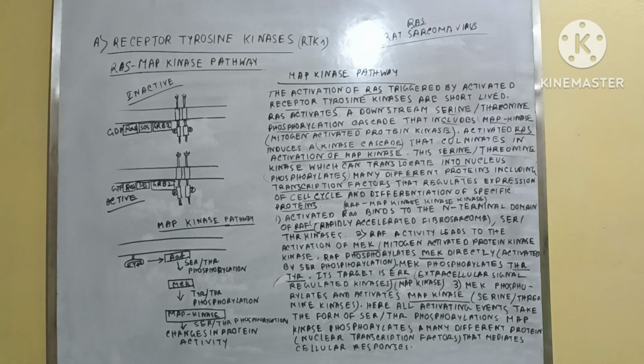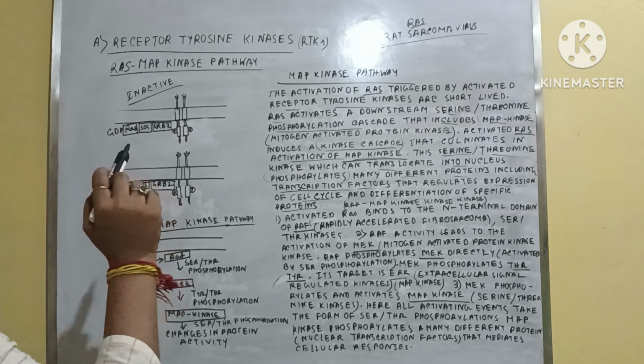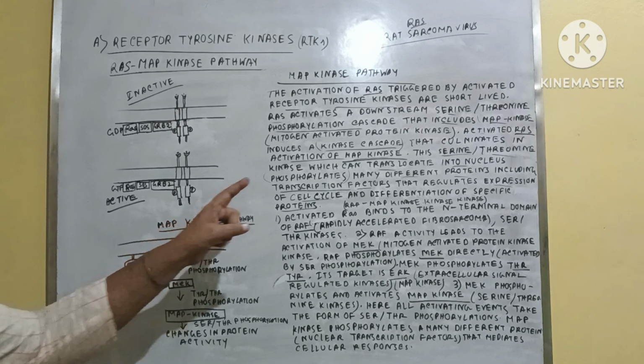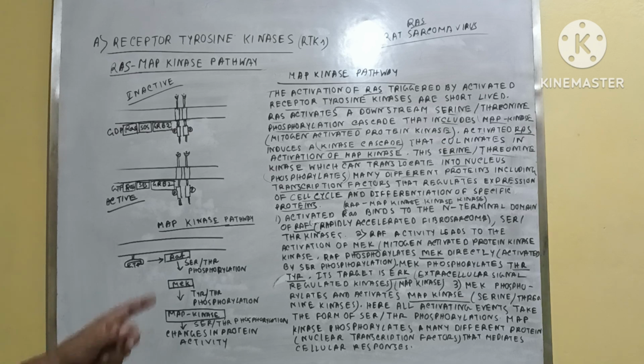That means first activated RAS, then it induces one kinase cascade. This is obviously the activation of the MAP kinase. Okay, and here the serine and threonine kinase is involved in the phosphorylation of the different proteins that are needed for regulating the expression of the cell cycle or differentiation of any proteins.